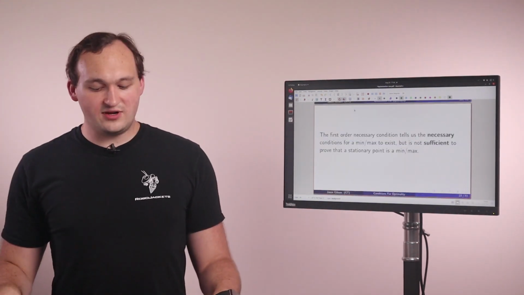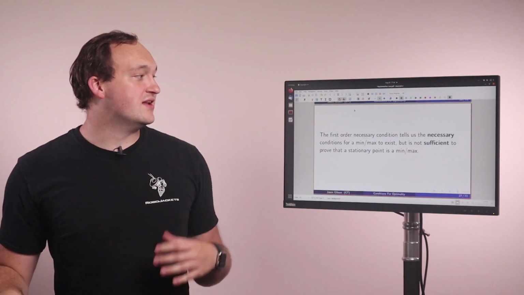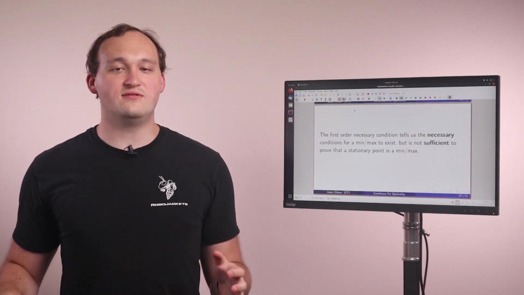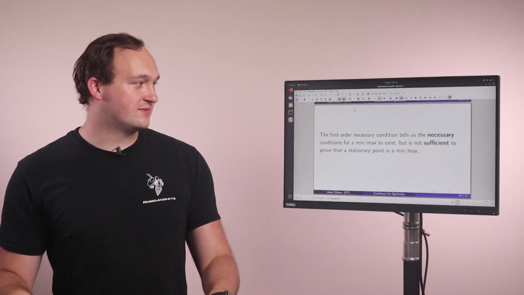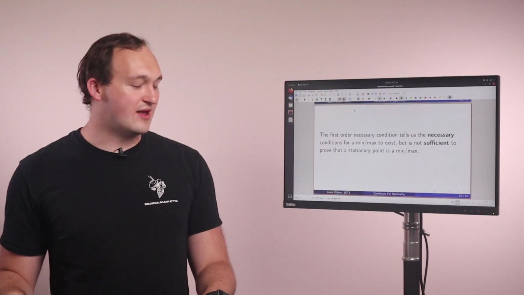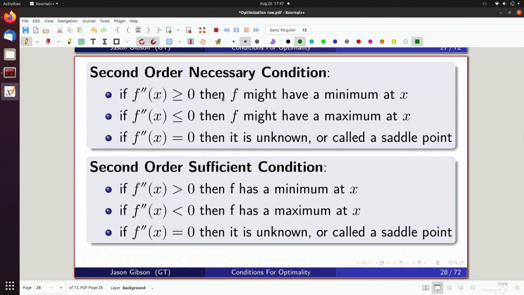The first order necessary condition tells us the necessary condition for a min or a max to exist, namely that the derivative of f is 0 at that point. But it is not sufficient. It does not guarantee that that point is a min or a max. So now let's look at the second order necessary condition and the second order sufficient condition.